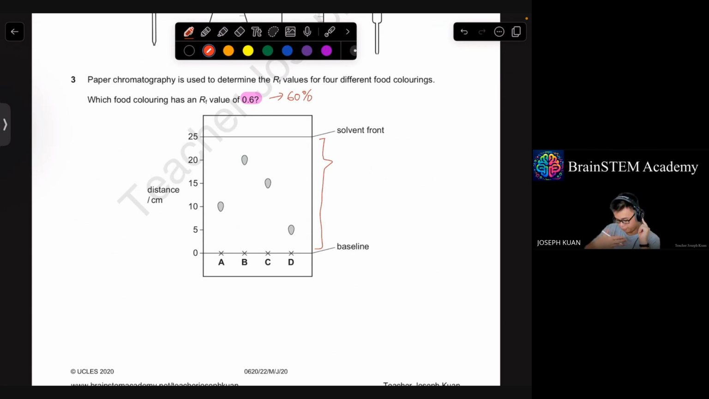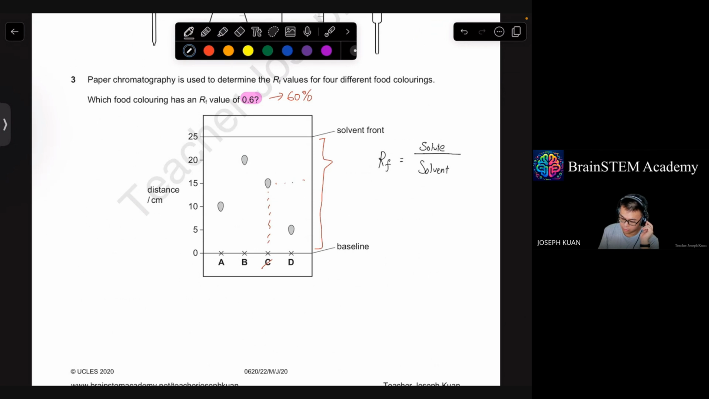So just by looking at it, actually it's C. It's C that will be 60% of the chromatography paper in terms of from the baseline to the solvent front. However, let's just double check. All right, 0.6. The formula for RF is the distance that solute traveled from the baseline over the distance traveled by the solvent from the baseline.